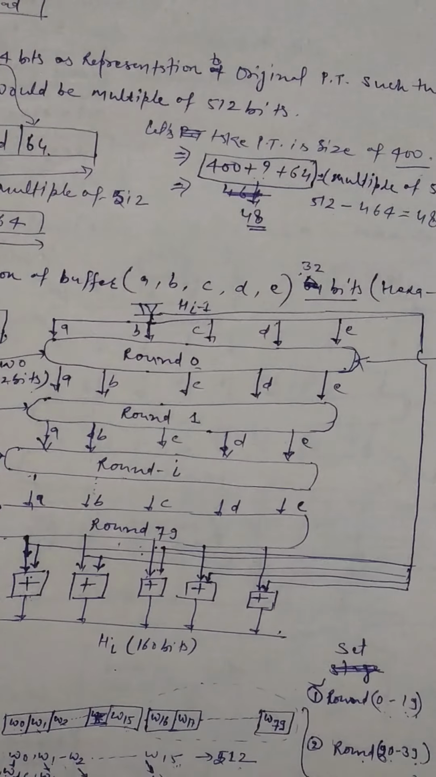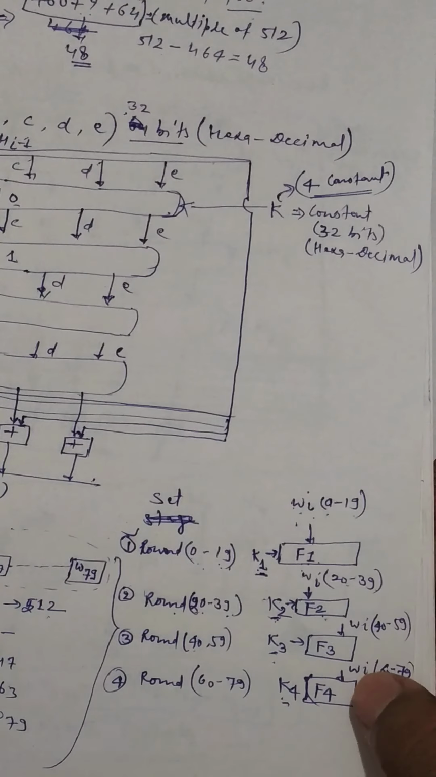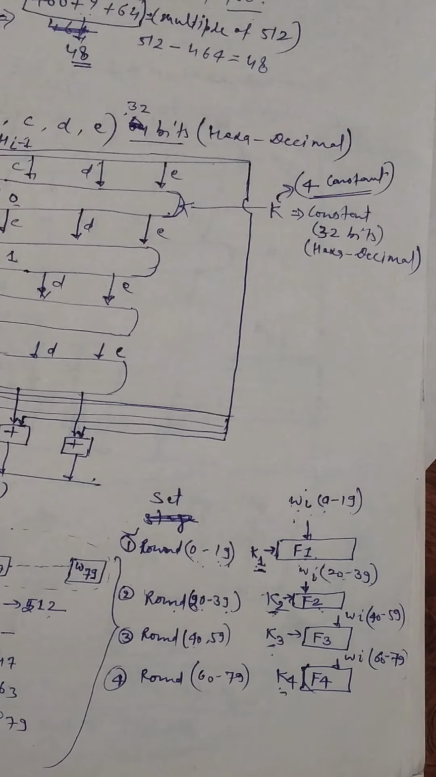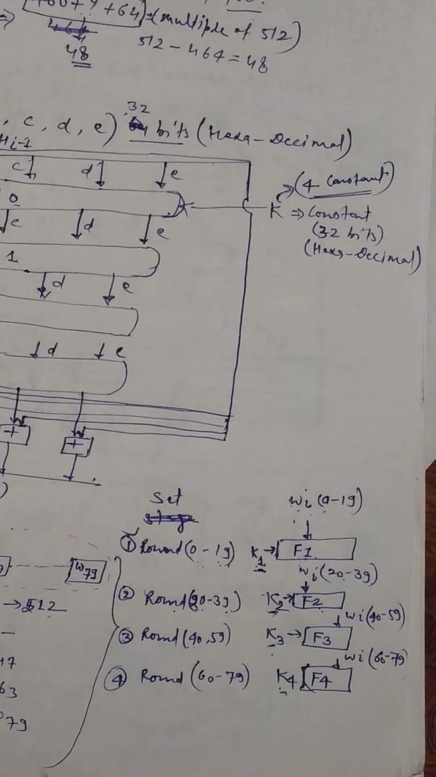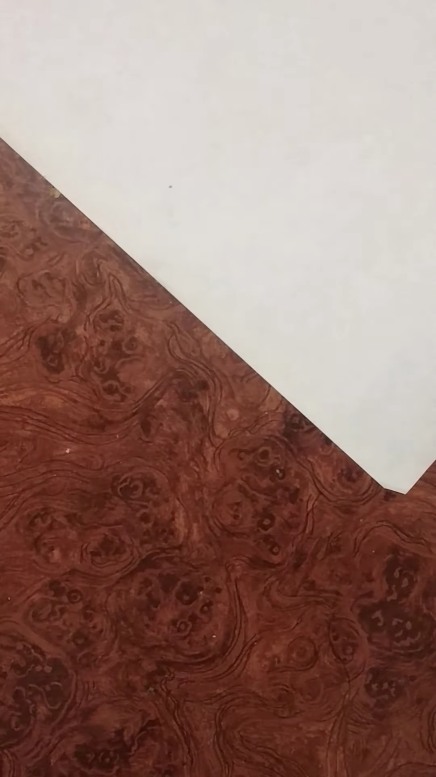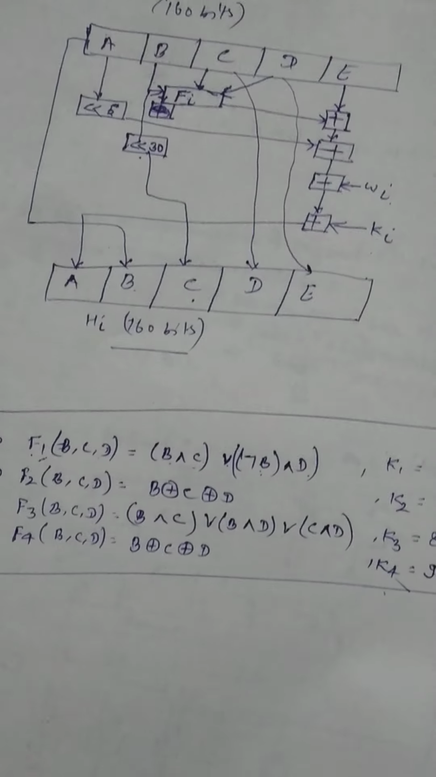Now one more thing is over here. As you can see, in each round I am using, suppose you can see F1, F2, F3, F4, 4 functions I am using, coming here. Now understand from this block diagram.